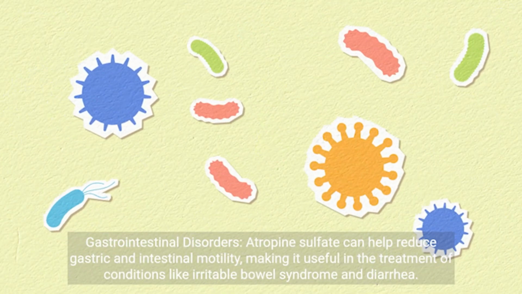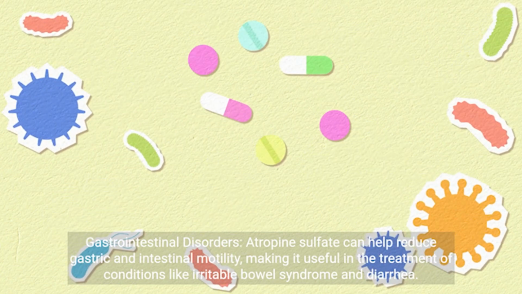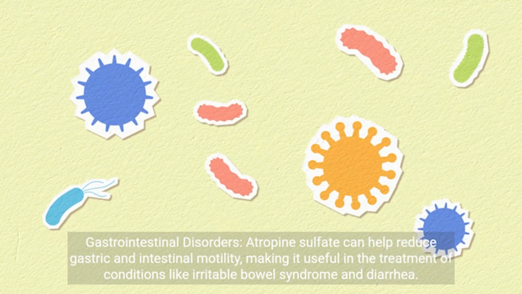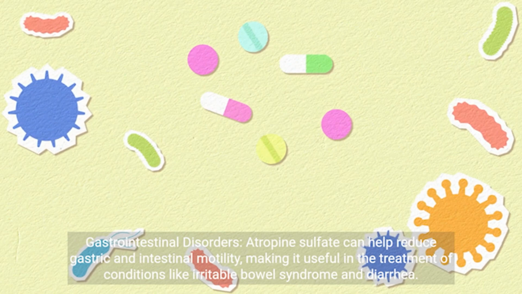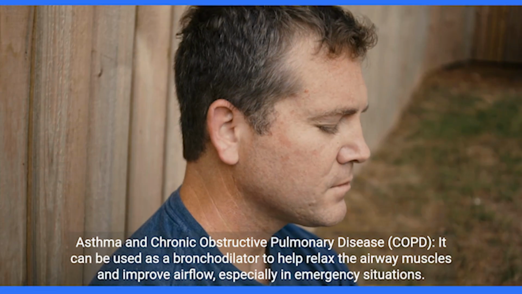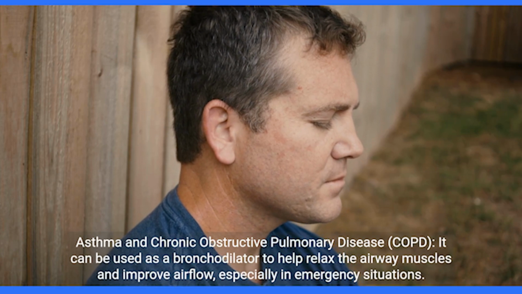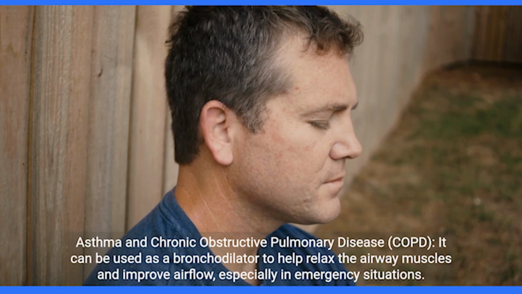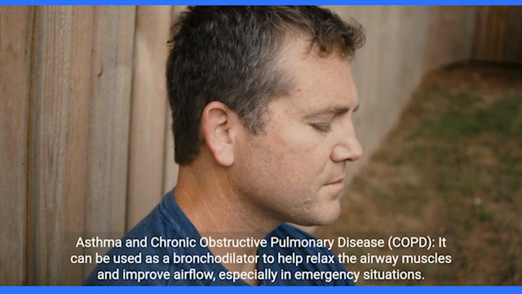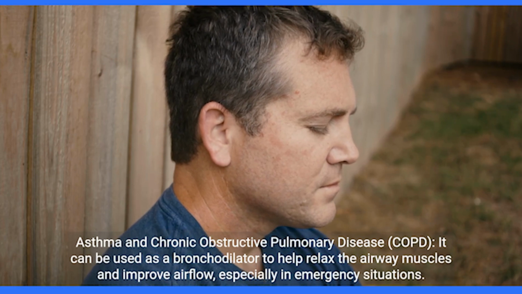Gastrointestinal disorders. Atropine sulfate can help reduce gastric and intestinal motility, making it useful in the treatment of conditions like irritable bowel syndrome and diarrhea. Asthma and chronic obstructive pulmonary disease, COPD. It can be used as a bronchodilator to help relax the airway muscles and improve airflow, especially in emergency situations.